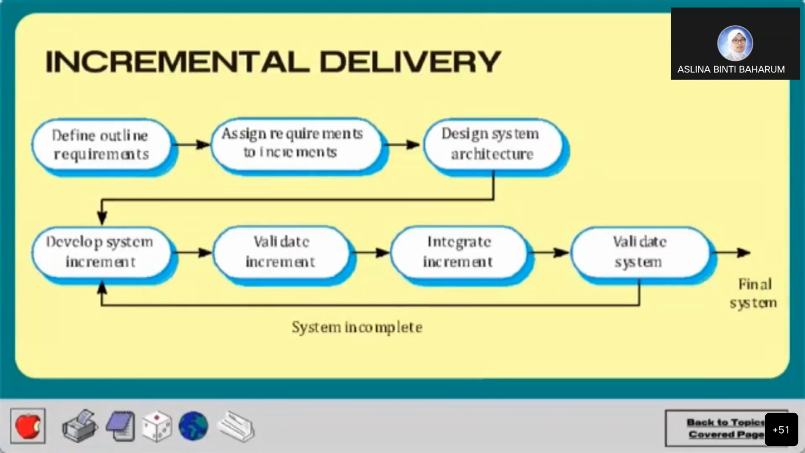As you can see here, this is the flow of incremental delivery. First things first, we define the outline requirements, we assign requirements to increments, and we design the system architecture. Then we develop system increments, integrate increments, and validate the system. Only after that can we reach the final system. If we cannot validate our system, it may lead to an incomplete system, as stated in the slides.